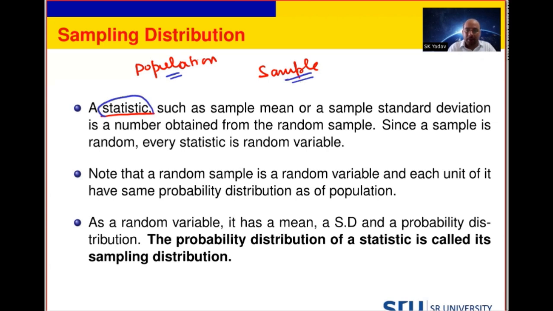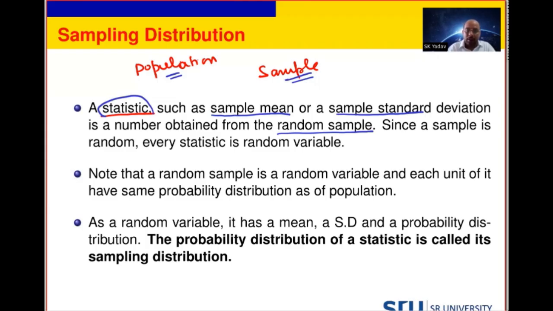For example, sample mean is calculated from samples, so it is a statistic. Sample standard deviation or sample variance is estimated using samples, so it is a statistic. A statistic is a number obtained from random samples taken from a population. And since a sample is random, every statistic is a random variable.